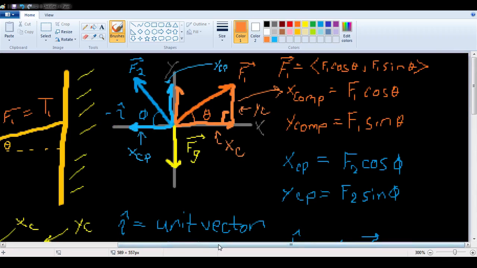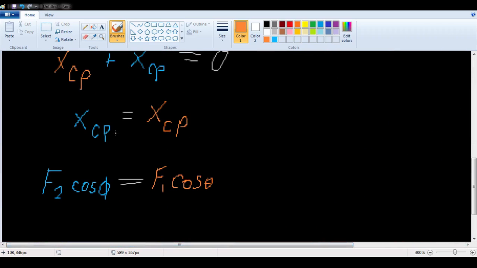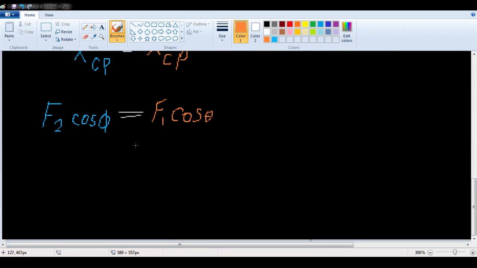But now we want to find F1, so we can actually solve this equation for F1. We can write F1 is equal to, we can just divide both sides by a cosine, and we'll get F2 cosine phi over a cosine theta.